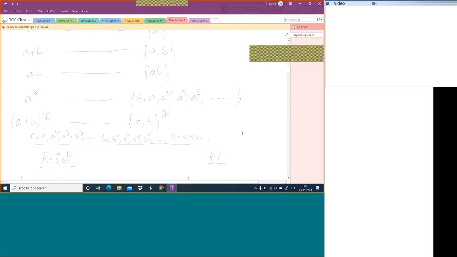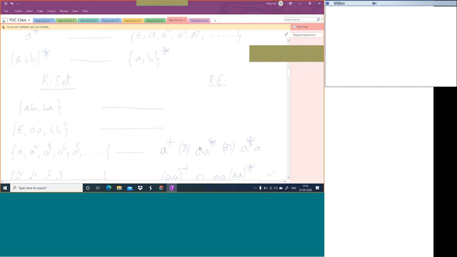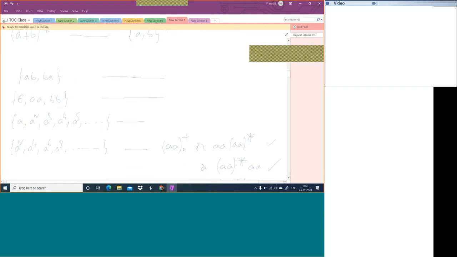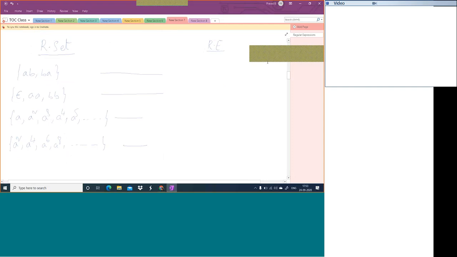Okay. I have given you some examples of regular expressions and their corresponding regular sets. Now I'll give you one question. I'll give you regular sets. You write the regular expression for all of these. These are some regular sets. For these, you just write the corresponding regular expressions.